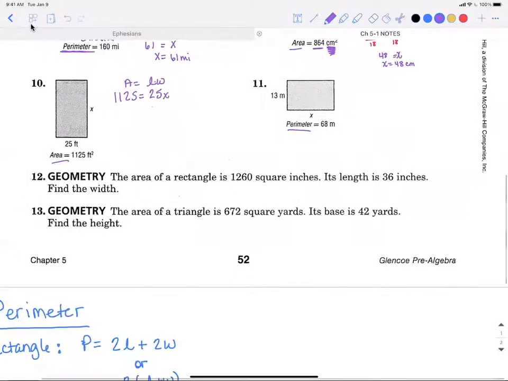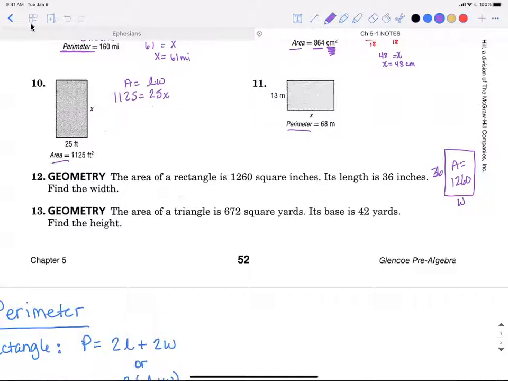All right, so the area of a rectangle is 1260 square inches. Its length is 36 inches. Find the width. All right, so first of all, we've got a rectangle. And they give us the whole area, 1260, and they tell us the length is 36, but they don't tell us the width. So 36, and you can put W, you can put X, you can put L. It doesn't matter what you call it.